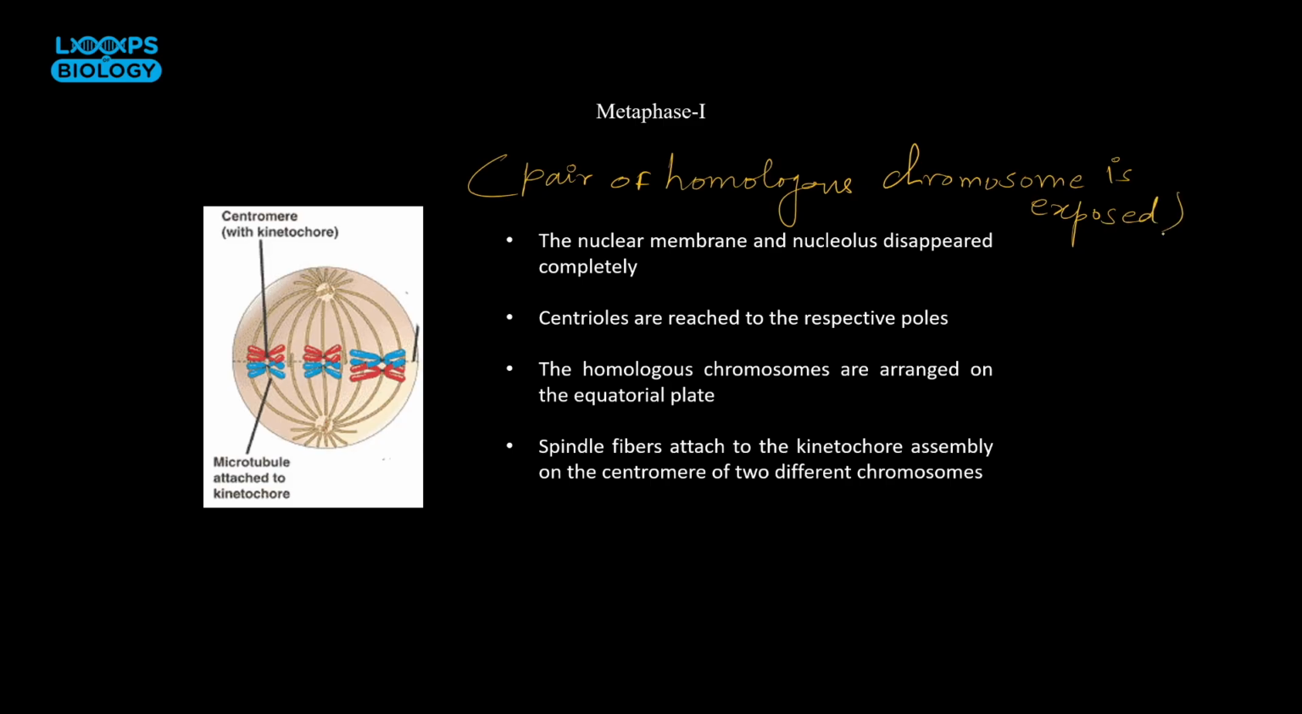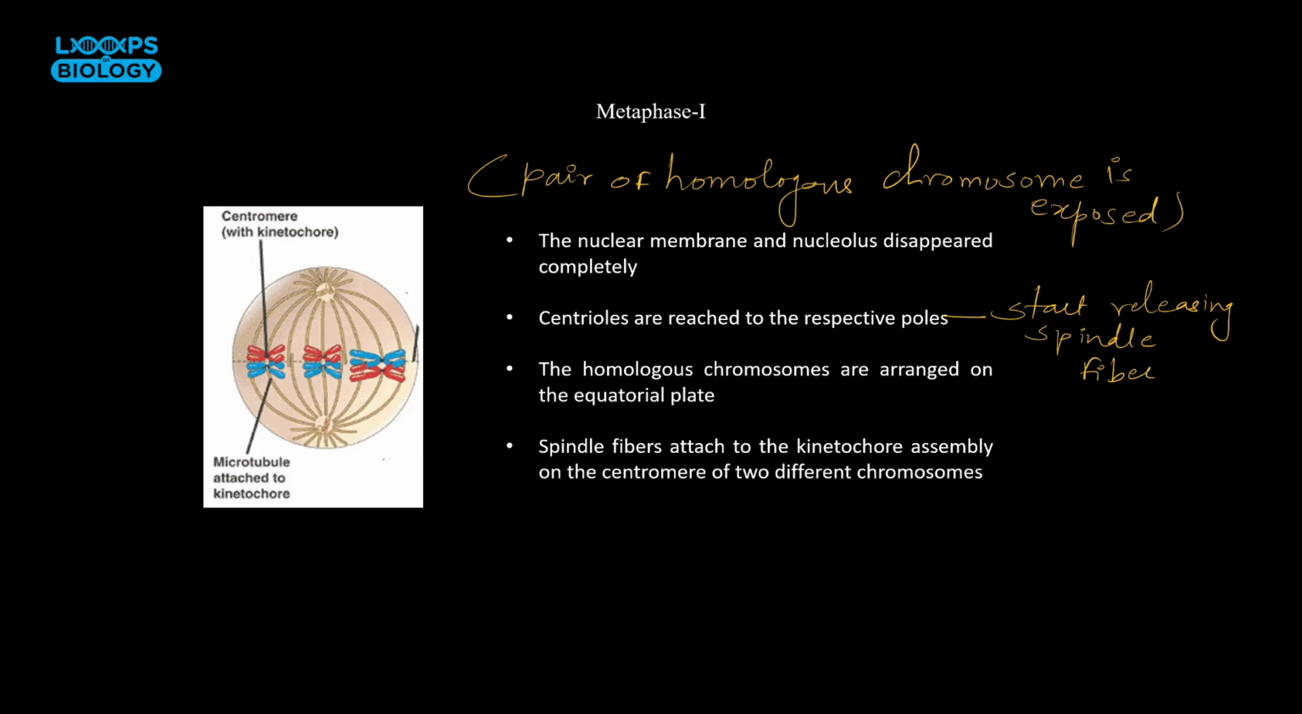Where is it exposed? It is exposing towards the spindle fibers. Alright. So now the centrioles have reached their respective poles. Now they will start releasing spindle fiber. Now what happens in the metaphase?